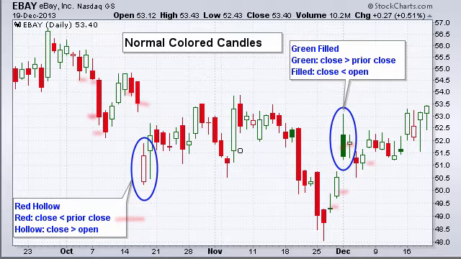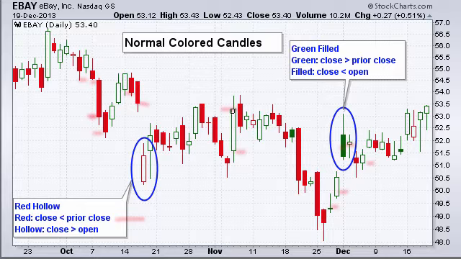On a hollow candlestick, you can see you have an open near 51.5 here in early November and a close near 53.30. And so you had a move up after the open and a close above the open, so it's hollow. Now there's two candlesticks that stand out on this chart.